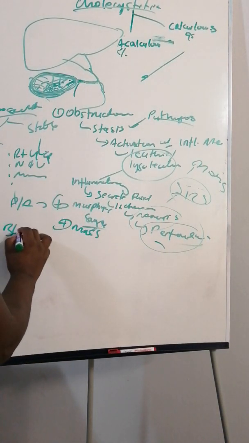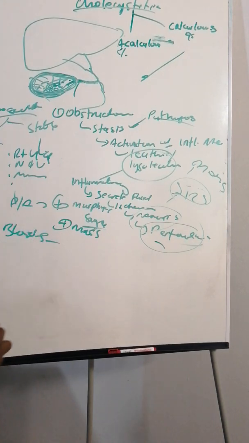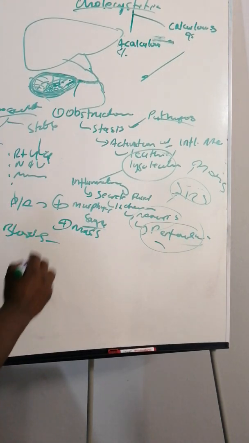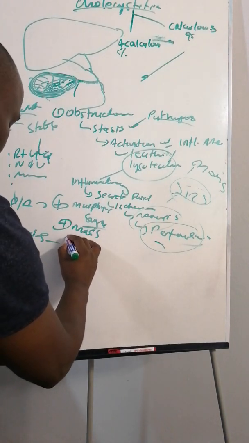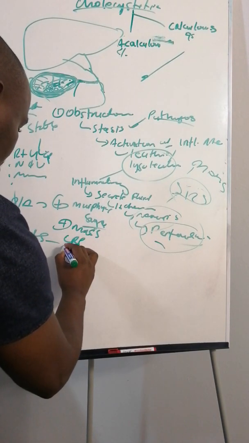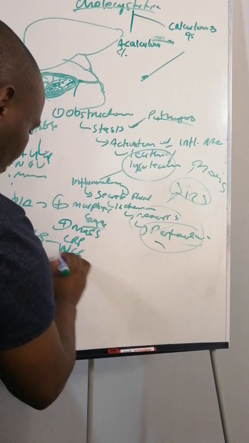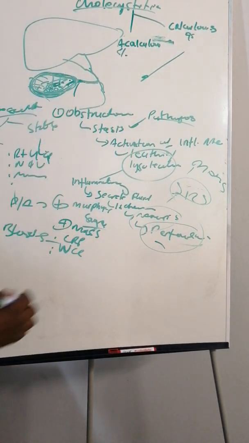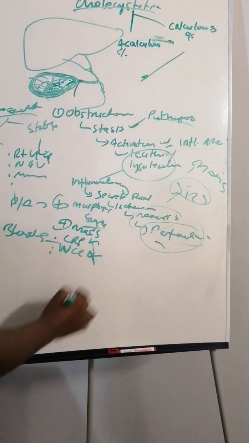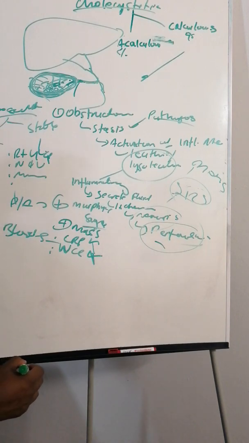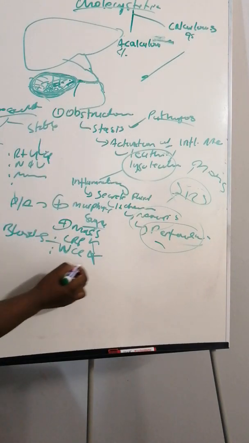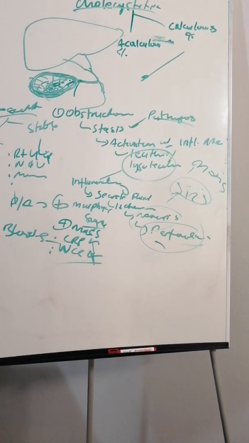And when you do your bloods, remember, even if you think that the patient has got gallstone disease, you still need to do your CRP, which must come back normal for you to say it's gallstone disease, and do a white cell count. In this case, these will be high because we do have an inflammatory process, but in cholelithiasis we don't have an inflammatory process. So because here we do have, then these will be high. Your CRP and the white cell count will be high. This will be your blood.